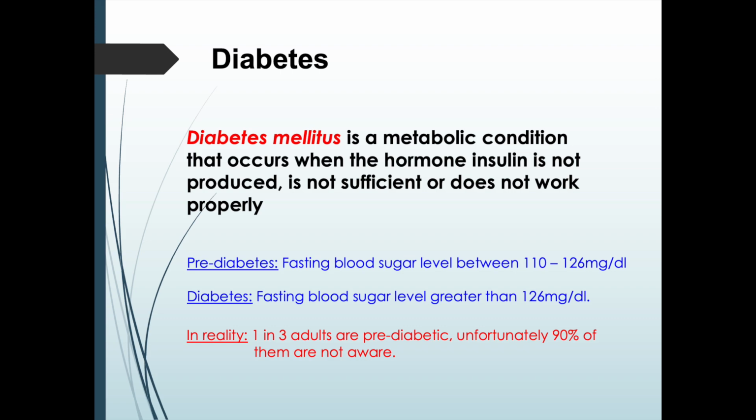So this is the thing, and the reality is that 1 in 3 adults in America are pre-diabetic. Unfortunately, 90% of them don't know that they are either pre-diabetic or diabetic. I will show in the coming slides how it is that people don't know whether they are diabetic or pre-diabetic.